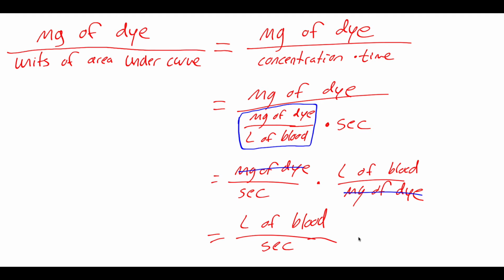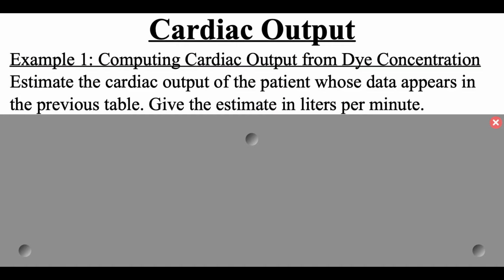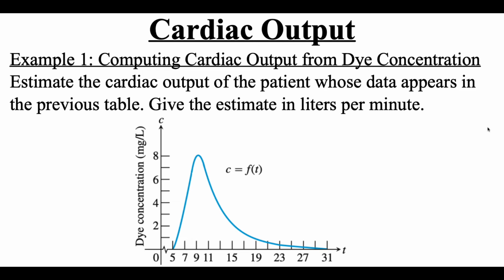So now we're ready to start actually doing some computations like a cardiologist. In this example, we're going to estimate the cardiac output of the patient whose data appeared in the table from a couple slides ago, and we're going to give our estimate in liters per minute. As we're looking at our graph, the tough part is going to be calculating the area underneath the curve.